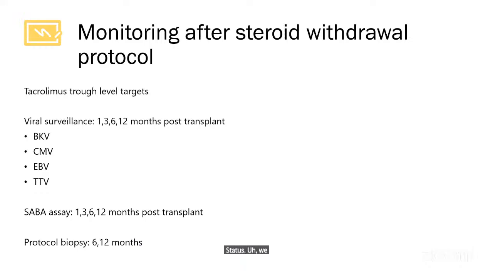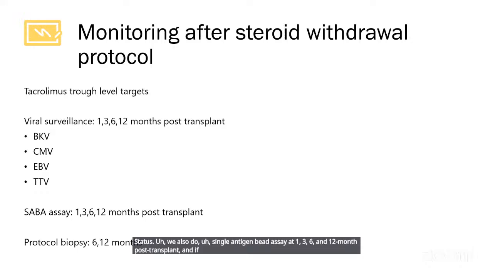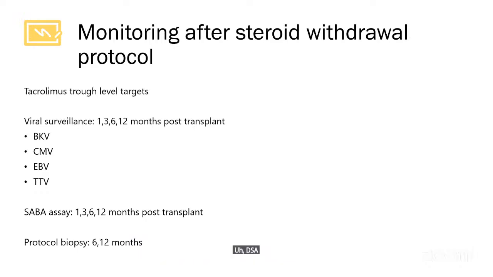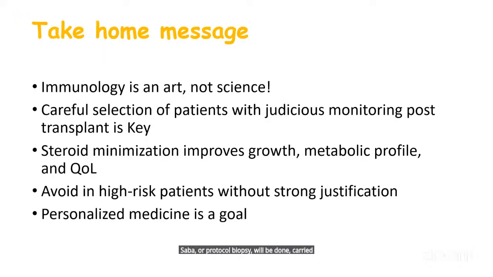We also do single antigen bead assay at 1, 3, 6, and 12 months post-transplant. If it is suggestive of emergence of DSA, then the child will be opted for biopsy. Otherwise, protocol biopsy will be done at 6 and 12 months. And of course, for cause biopsy or protocol biopsy will be carried out.